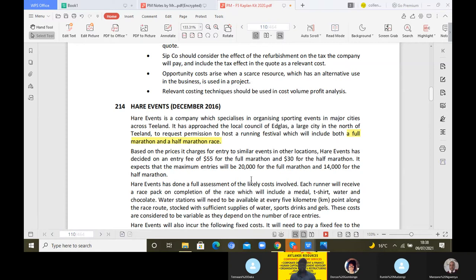Based on the prices it charges for entry to similar events in other locations, Air Events has decided on an entry fee of 55 for the full marathon and 30 for the half marathon. It expects that maximum entries will be 20,000 for the full marathon and 14,000 for the half marathon.